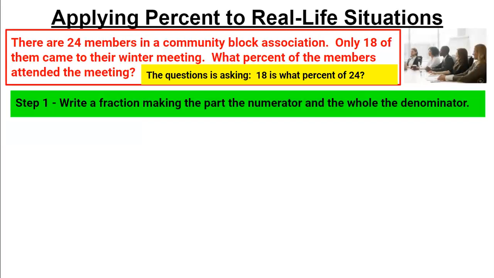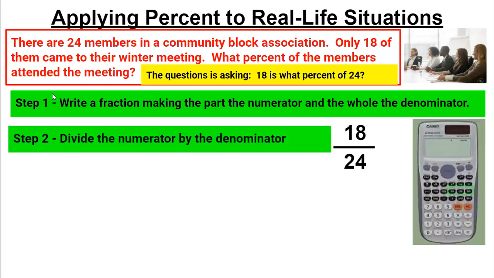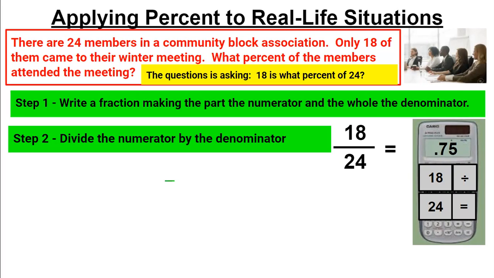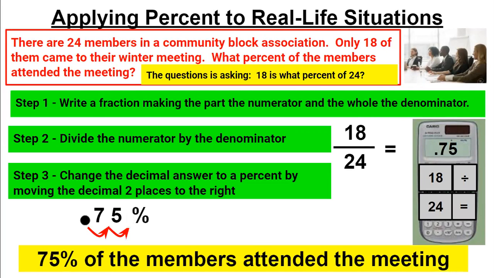Step 1, write a fraction. So 18 goes on top, 24 goes on the bottom. Divide the numerator by the denominator. 18 divided by 24 equals, the answer will be 0.75. And we have to change 0.75 into a percent. 0.75, move the decimal 2 places to the right, equals 75%. So 75% of the members attended the meeting.